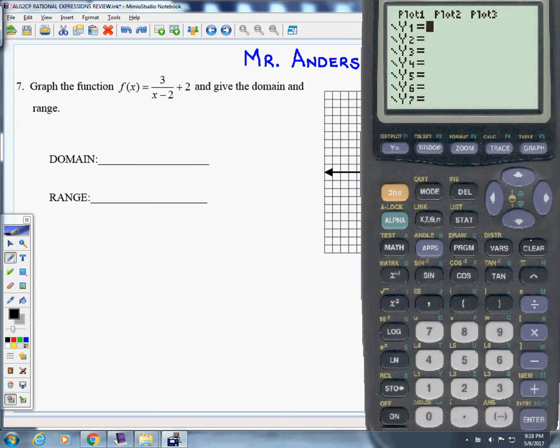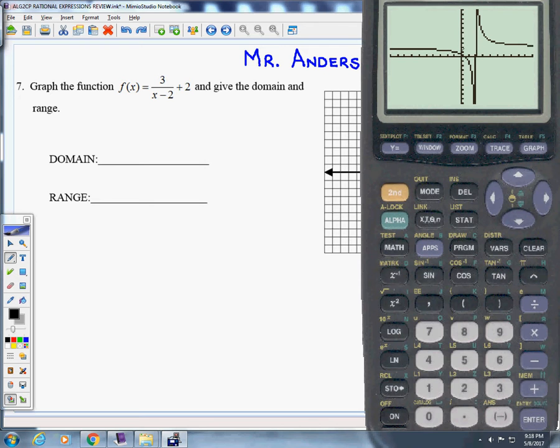Y equals, so clear that out. We've got 3, here, let's do this. Let's make sure we have 3 divided by x minus 2, and then we add 2 to that function there. All right, so let's graph this, take a look at what it looks like.